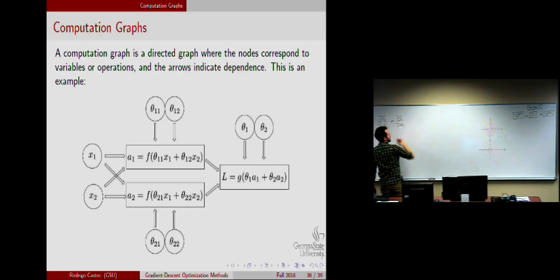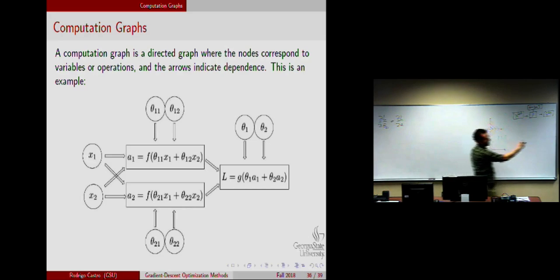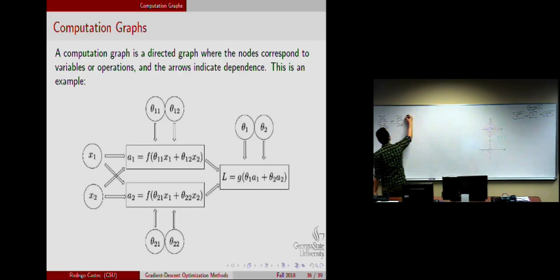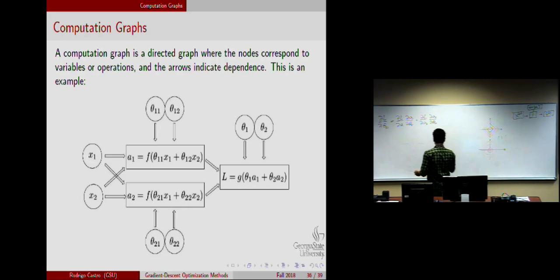But let's just do this. We know that before that, we had A1 and A2. So let's find partial of L with respect to A1 and A1 with respect to theta 2,1, plus partial of L with respect to A2 and partial of A2 with respect to theta 2,1. Yes? I'm a little bit confused. Theta 2,1 is not in A1. Exactly. So this will be 0.